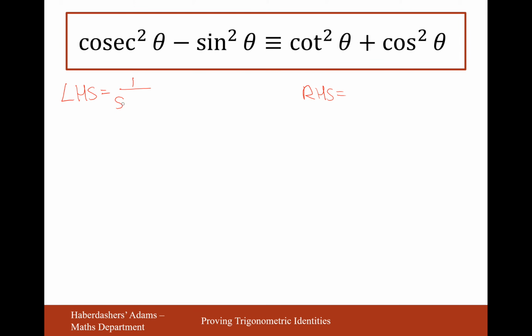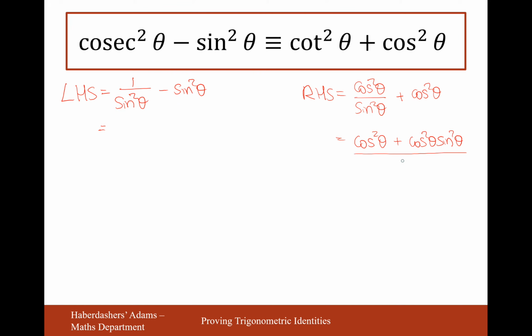So in this one here, it's going to be 1 over sine squared theta minus sine squared theta. Let's now expand the right hand side as well. So this is going to be cos squared theta over sine squared theta plus cos squared theta. So with this right hand side we can create common denominators. It's going to be cos squared theta plus cos squared theta sine squared theta all over sine squared theta. Cancelling, so factorising out the cos squared, is that going to be worth my while?